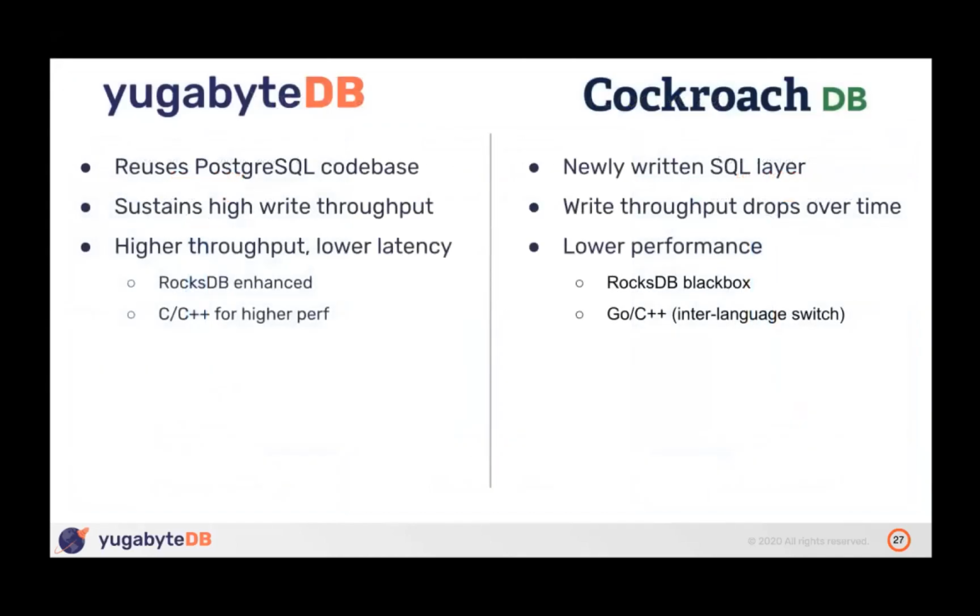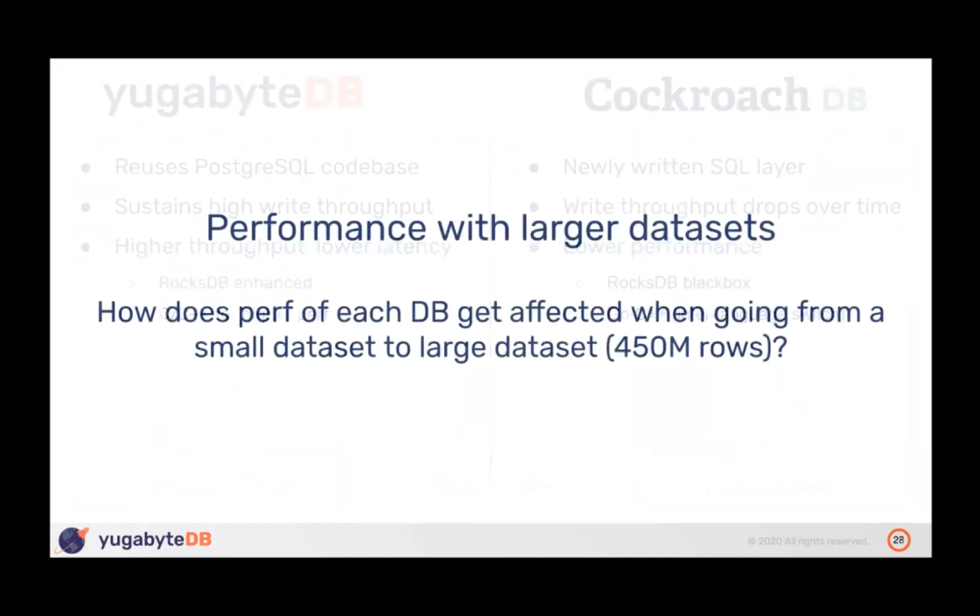Again, 4.5x average. So what we talked about here is overall the fact that we're able to do not only sustained writes, but higher throughput and lower latency that Yugabyte is able to sustain with YCSB at a much larger data set.